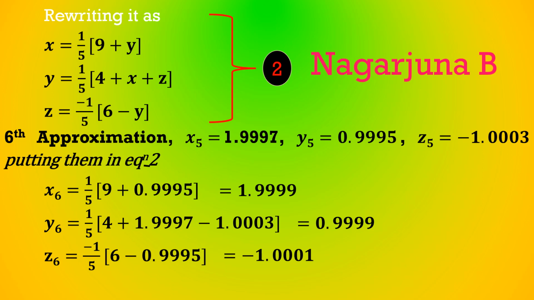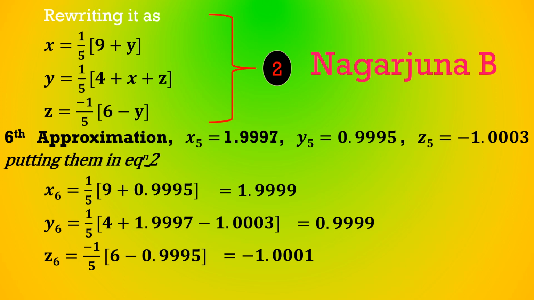Now you can observe x5, x6 are almost nearer, y5 and y6 are almost nearer, z5 and z6 are almost nearer. That means the values of the fifth approximation and the sixth approximation are almost the same. Therefore we can stop iterating.